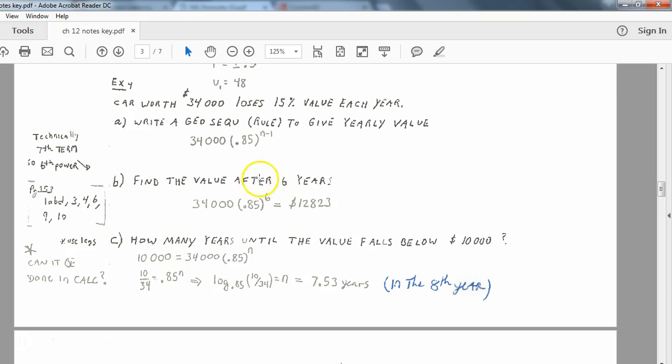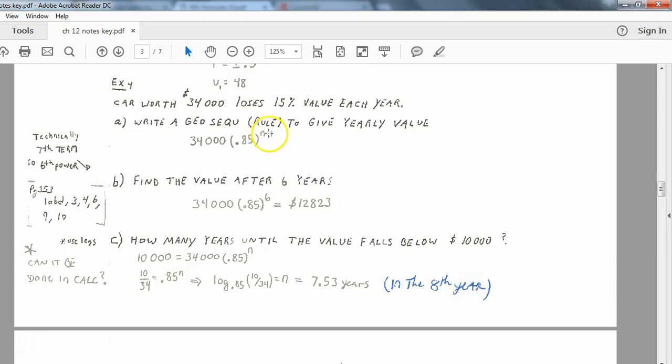So when they say the value after 6 years, you've got to see this as we are now at the beginning of the 7th year. And so we are now into the 7th term of the sequence, and so we have a 7 minus 1 for this right here. Again, if we're talking about completed periods of time, if we said after 6 years, that means we have completed 6 full years of time. And so we've completed 6 full years, which is why our exponent is a 6.